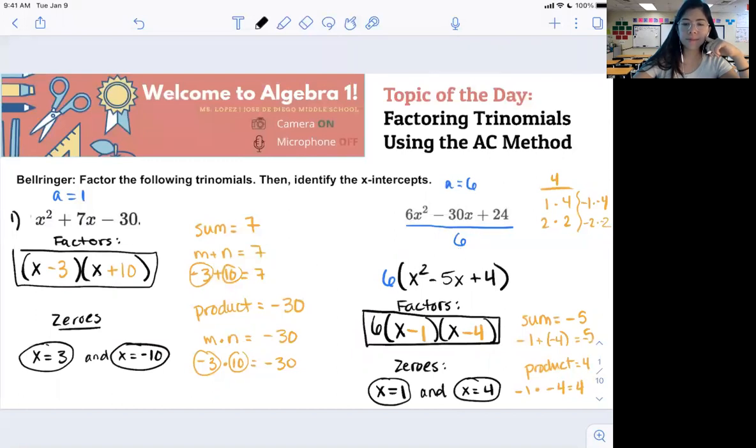So when you divide it by 6, it cancels out the 6? It cancels out the 6, exactly. And that's exactly what we wanted to do, because now my leading coefficient is 1, and I can use the sum product method. Does that make sense? Yes, it does. Thank you. You're welcome.